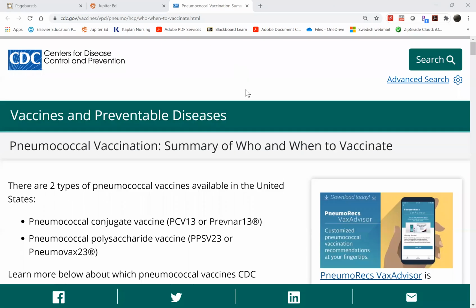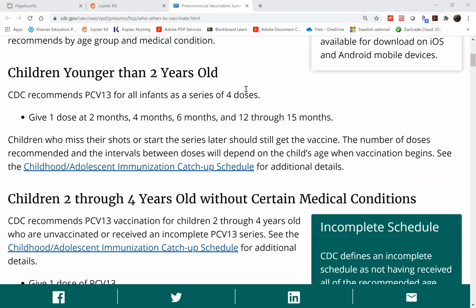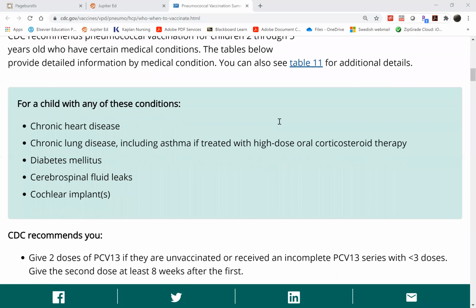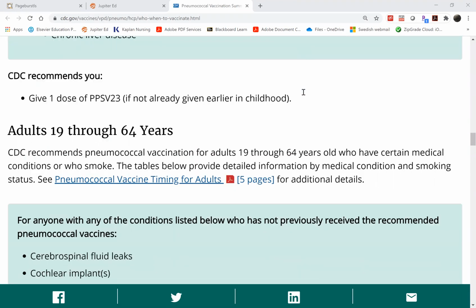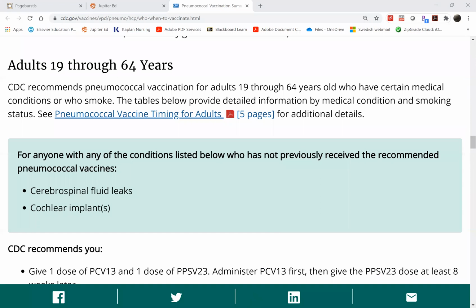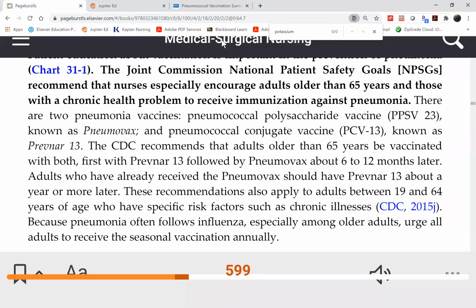So this is from the CDC website. So this is the schedule for all ages, but since this is an adult med surg, I will leave the schedule for pediatrics for Mrs. Buckner. I'll start only with adult, 19 to 64 years of age. Now, if you look at your textbook, the first indication is what? Who should be vaccinated? Adults 19 through 64. No, from your textbook. Let me start with the vaccine first.